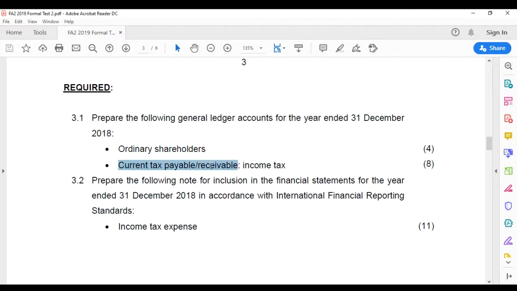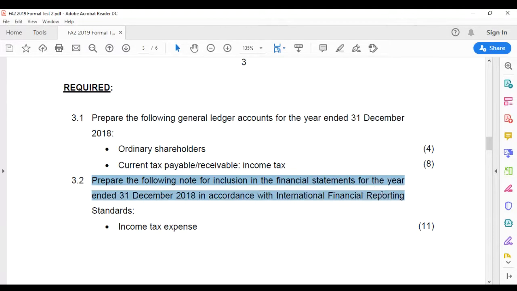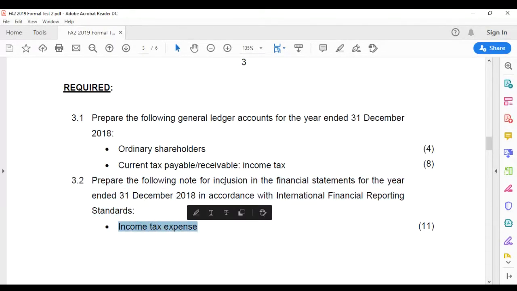So the one that we are going to be looking at now is our current tax payable or receivable, depending on whether it's got a credit or a debit balance for income tax, right? And then secondly, we've got to prepare the following note for inclusion in the financial statements for the year ended 31st of December in accordance with IFRS. Which note? The income tax expense note.